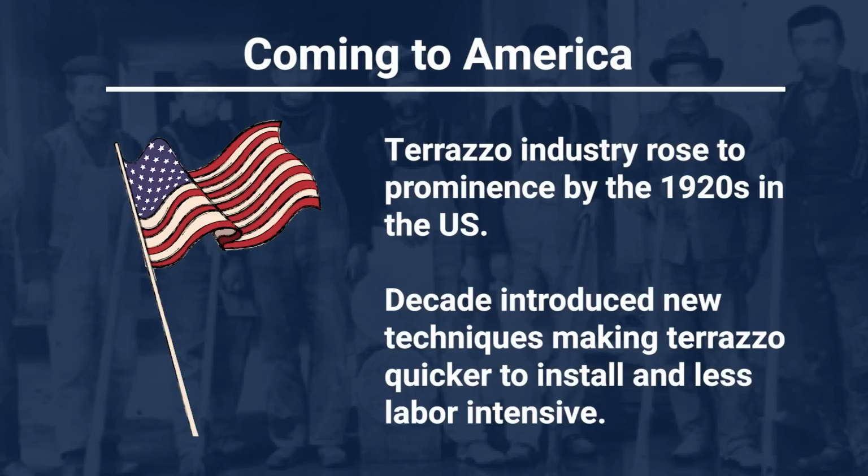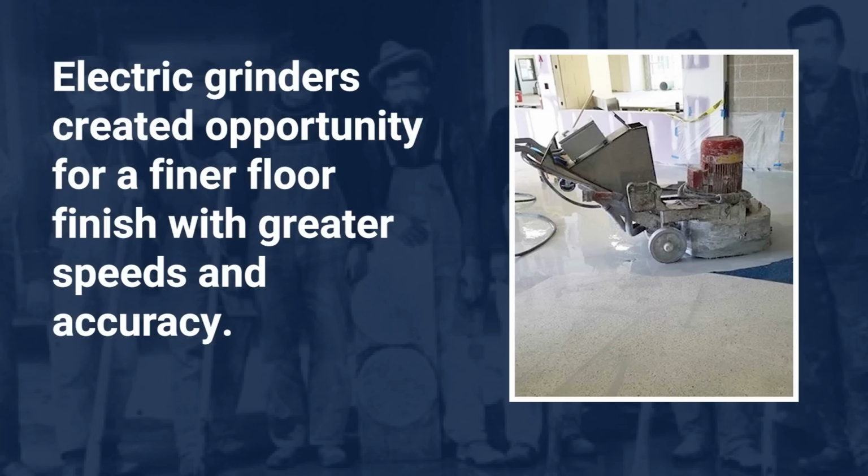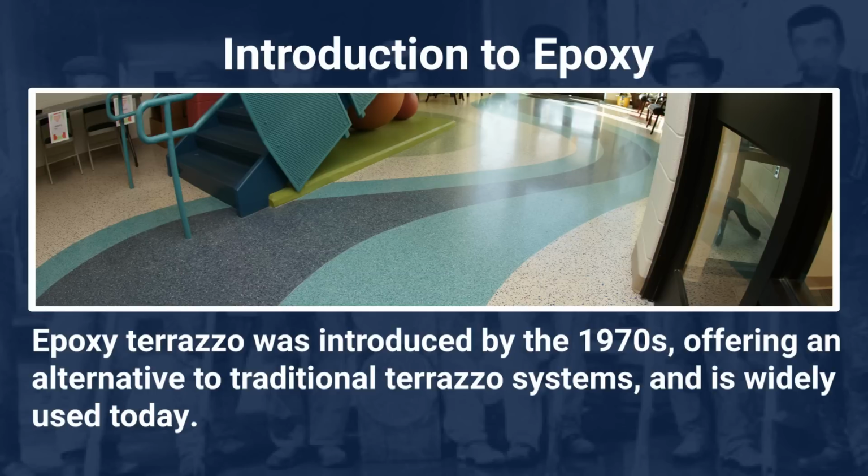The 1920s saw the rise of terrazzo in America. Craftsmen would recycle aggregate to create Italian-style terrazzo floors for lobbies of hotels and apartments. It was during this time electric grinders were invented, which has also contributed to the growth of terrazzo. These machines created a finer finish with greater speed and accuracy. Over time, terrazzo began to evolve.